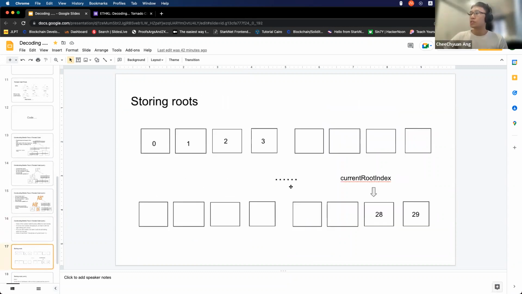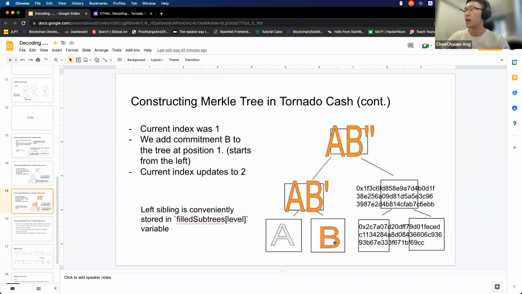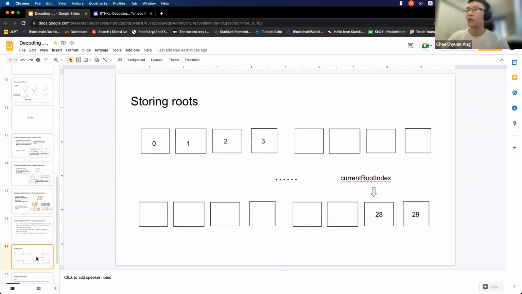When it comes to storing roots, we know that each commitment will definitely modify the roots in some way. So when I have a commitment, I will change the root. Another commitment, I will change the root. So what if we have a lot of transactions, and to withdraw, we need to know the current root, because we need to match our path against the root. And what happens if, when we are trying to withdraw, the root changes?